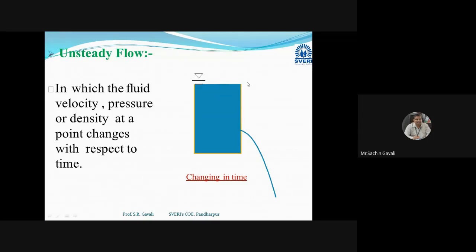Another type of flow is unsteady flow. How do we define unsteady flow? It is the flow in which the fluid velocity, pressure, or density at a point changes with respect to time.